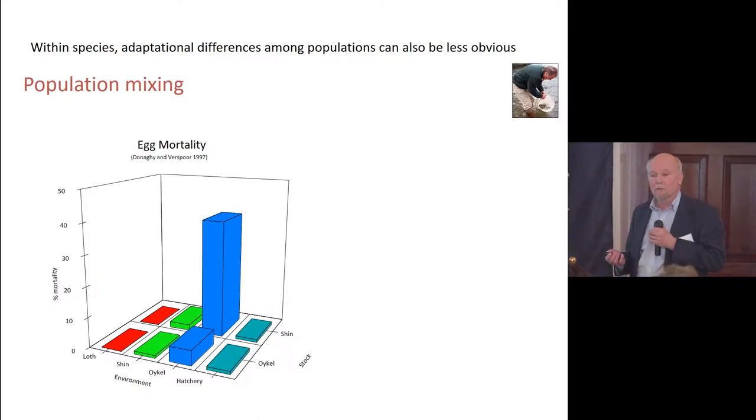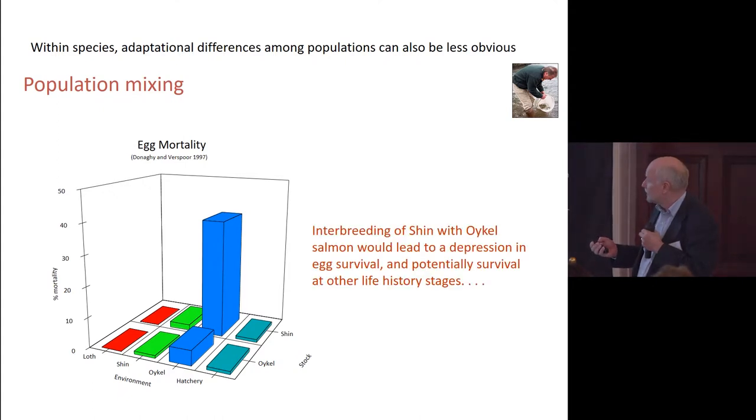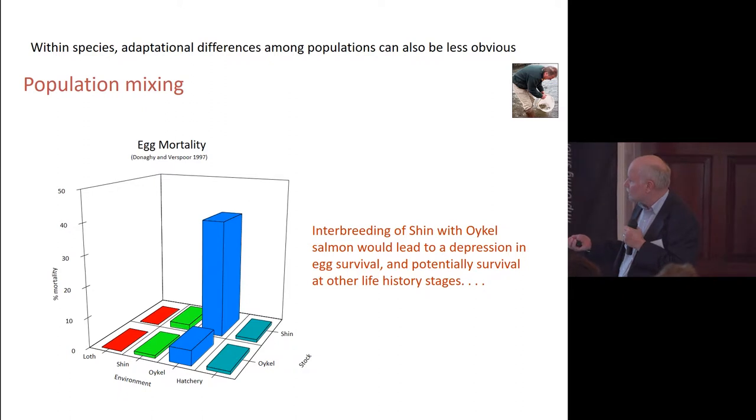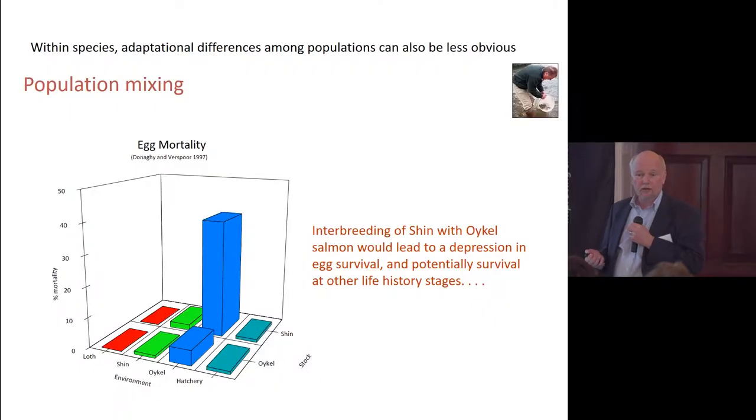Now, here's an example of a more subtle adaptive difference. This is a study we did quite some time ago on the Shin system, and we looked at the effect of acid water on egg survival. What we find here is the percentage of egg mortality. This is the environment they were put in, four different river systems, two different stocks. What you see here is if you put the Shin stock in the Oykel, you get very high levels of mortality because the Shin stock is susceptible to acid effects on the eggshells, whereas the Oykel stock, the native stock, isn't. So this is an adaptive difference. This is just one trait. Think of how many traits stocks might potentially differ in.